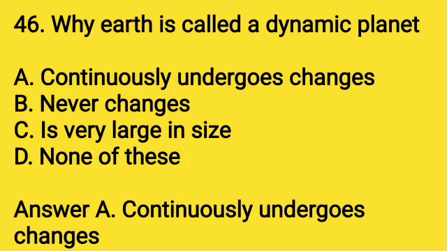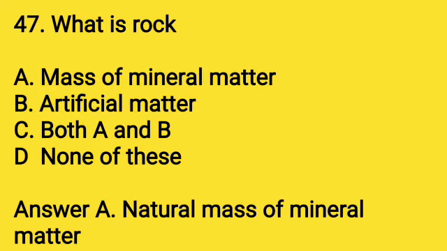46. Why Earth is called a dynamic planet? A. Continuously undergoes changes. B. Never changes. C. Is very large in size. D. None of these. Answer A. Continuously undergoes changes. 47. What is rock? A. Mass of mineral matter. B. Artificial matter. C. Both A and B. D. None of these. Answer A.